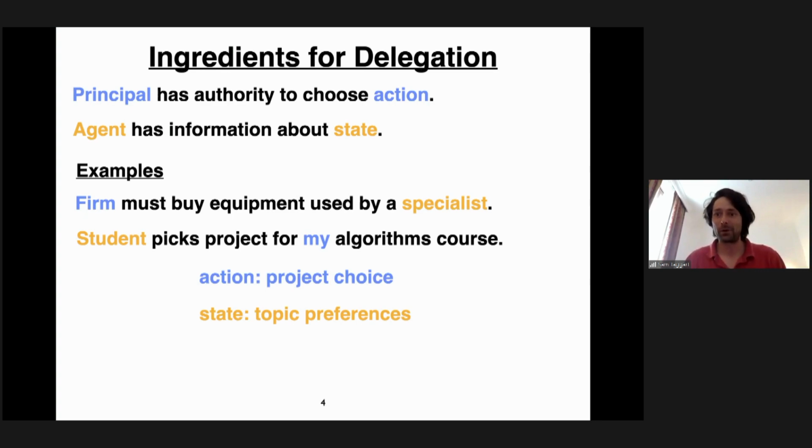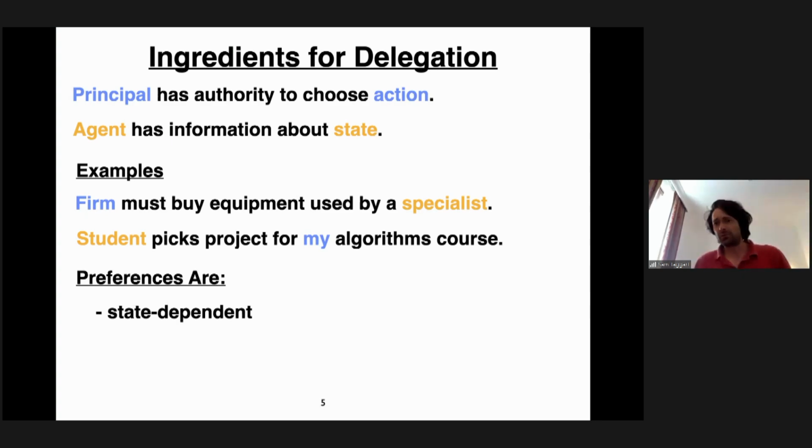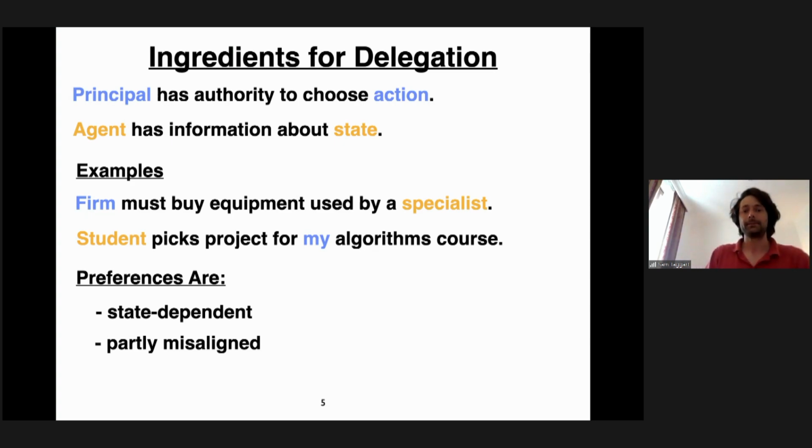But I do care that they work on something that they like. So there is some unknown state of the world, which is their preferences for the different topics in their TCS paper. Okay, so two key pieces here are that preferences for both the agent and the principal are state dependent, right? So the firm wants to buy the best piece of equipment. The specialist also cares that the equipment is good because they're going to be the ones using it. But these preferences are possibly misaligned partially. So in the purchasing example, both the firm and the specialist care about quality, but the firm is the one footing the bill. And so there's a misalignment with those prices.